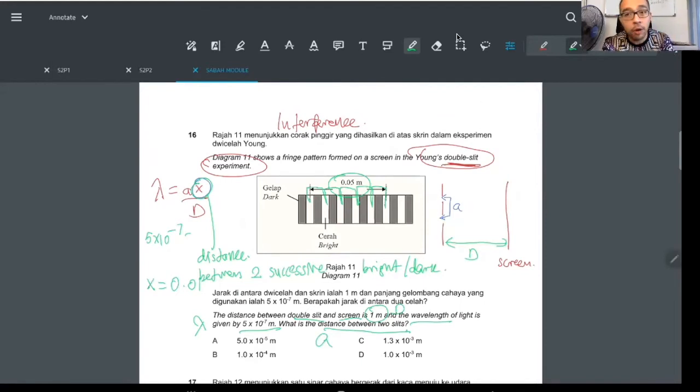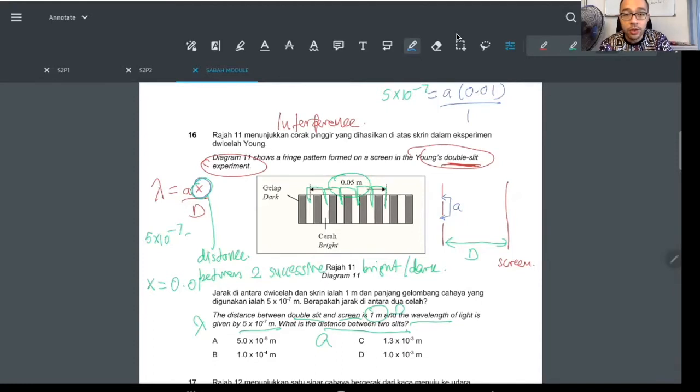Okay, very common Paper 1 question. We see this all the time, and we always see people falling for the wrong answer. The wrong answer which you can calculate will also appear inside the 4 choices. So you need to make sure that you understand this formula very correctly. Lambda equals ax over d. The x is the most important. It must be 2 successive. So we're talking about 5 times 10 to the power of negative 7 equals A times 0.01 over 1.